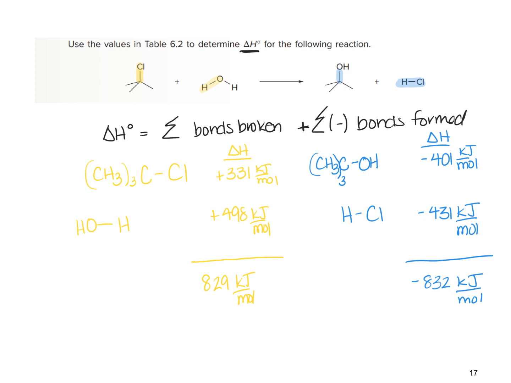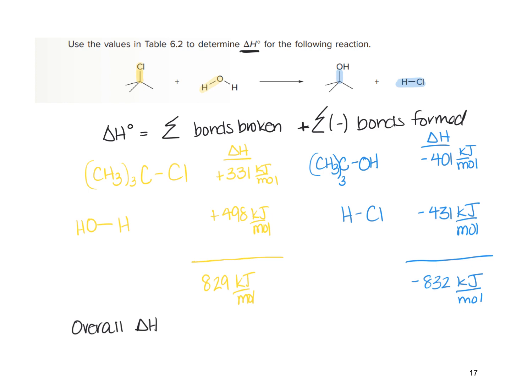So that's kind of our first two steps: we analyze the bonds that are broken and calculate the enthalpy, and then we analyze the bonds that are formed and calculate that enthalpy too. Then for our third step, we're going to come down here and figure out the overall delta H.